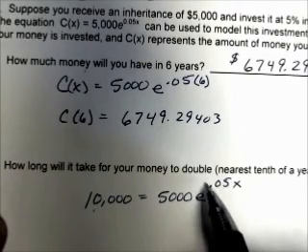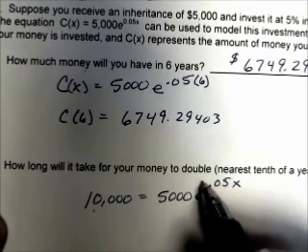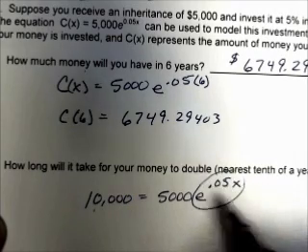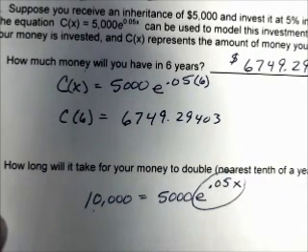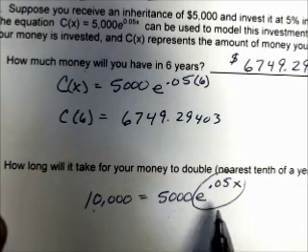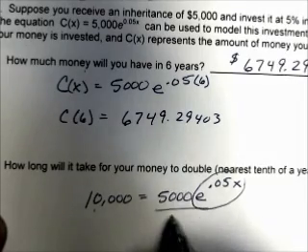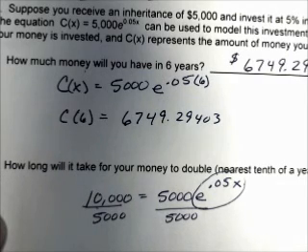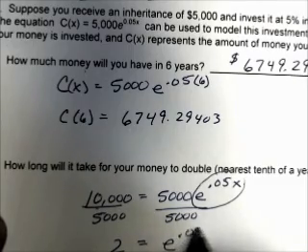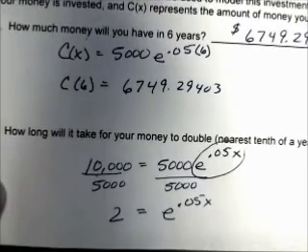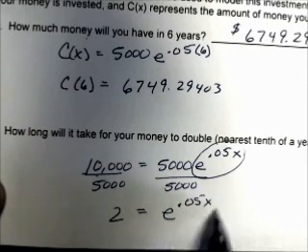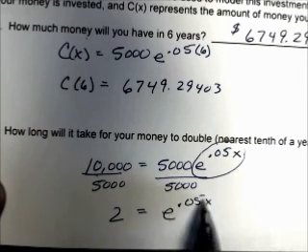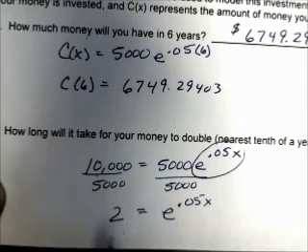Well, again, we must get our base and exponent here. We have to have that isolated first. So let's do that. We have 5,000 times that. Division undoes our multiplication, so we divide by 5,000. 10,000 divided by 5,000 is going to be 2. So 2 equals e to the 0.05x. This is exponential form. Our base is e, our exponent's 0.05x, and our answer is 2.